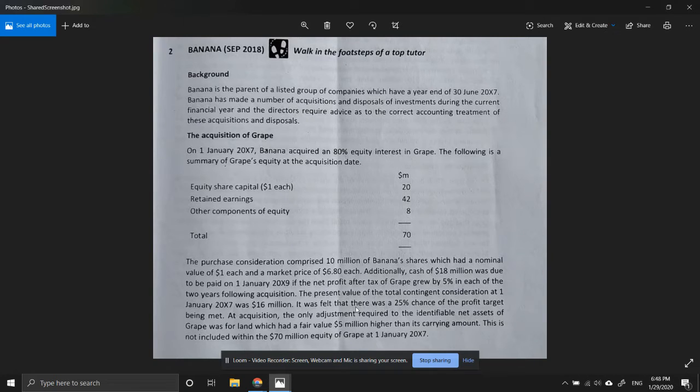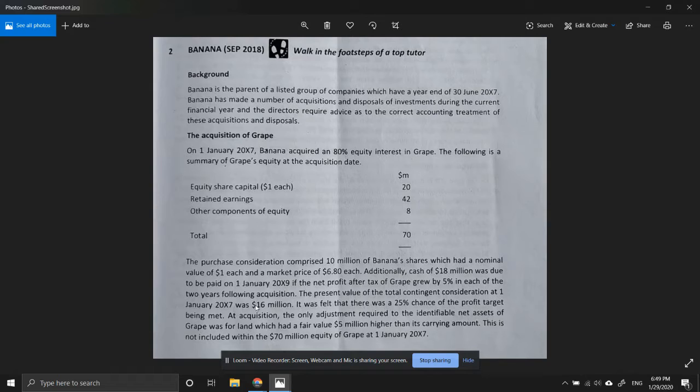So it was felt that there was a 25% chance of the profit target being met. There was only 25% chance, so this is the present value, and then we need to also multiply it by 25%. In case of deferred consideration under cost of investment, that's how we normally show it, because in case of contingent consideration, this probability also reflects the uncertainty of this amount being paid. Because it's only 25%. If the chances would have been bigger, then the fair value would have been bigger as well, or the amount that we would recognize would also be bigger.